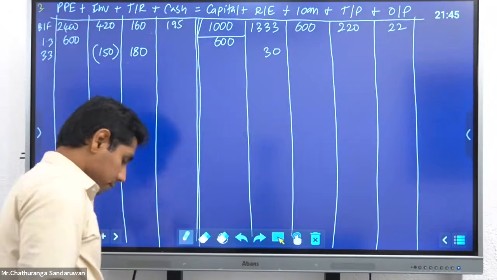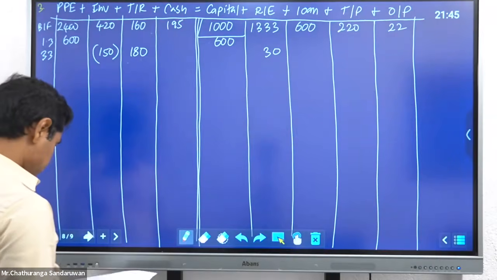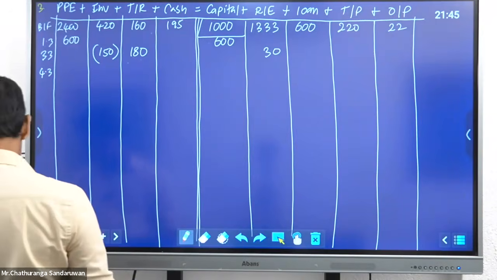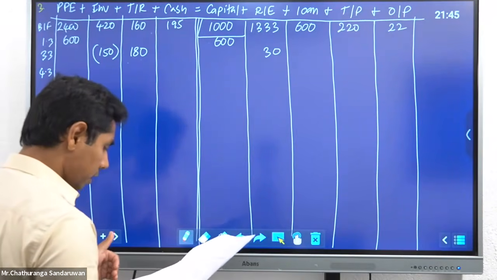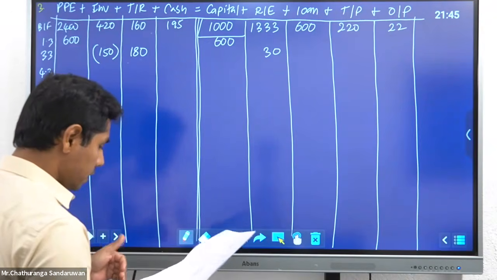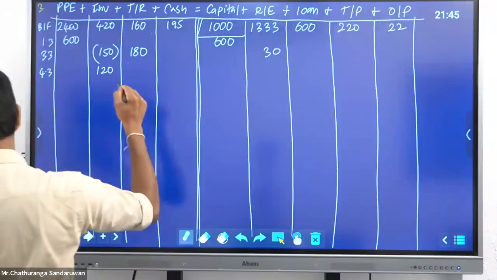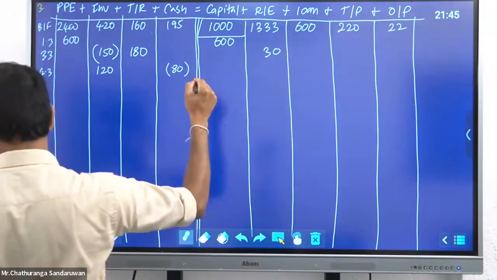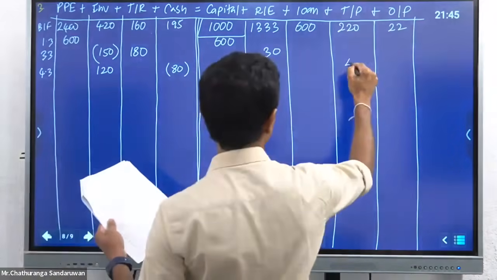The next one, next transaction, 4th of March. Inventory costing 120 was purchased from Aruna Traders on credit by making a cash payment of 80. So inventory should be increased by 120. We have paid 80. Cash decreased by 80. And remaining 40 should be added to the trade payables.